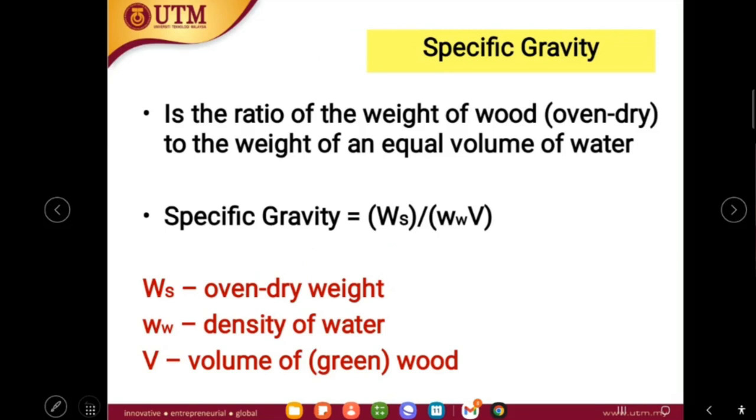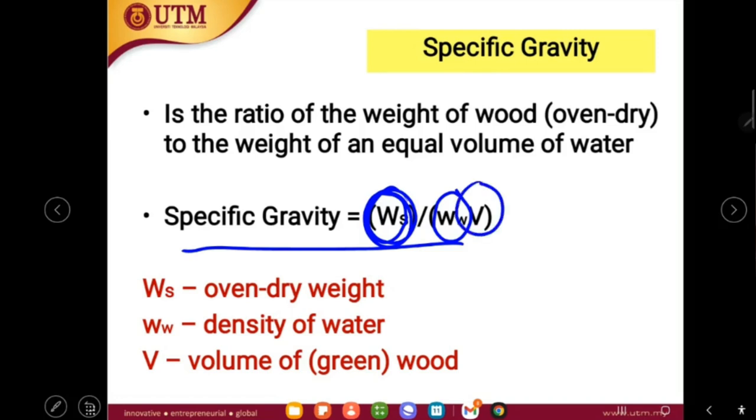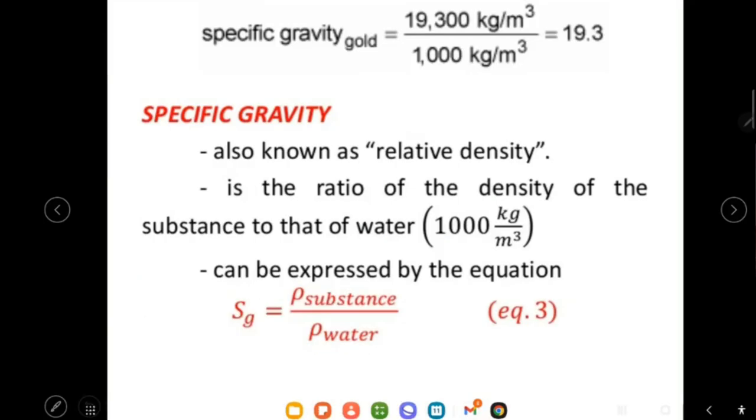Okay, so what about the specific gravity? Specific gravity, we can also call it relative density, which is how dense one material is compared with water. Okay, compared with water. So this is how we calculate the specific gravity, which is the weight of the wood which has already been oven dried, divided by the weight of the water times its volume. Okay, so this is how we get the specific gravity.